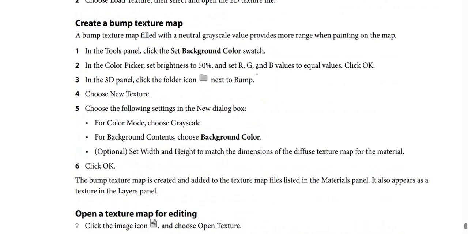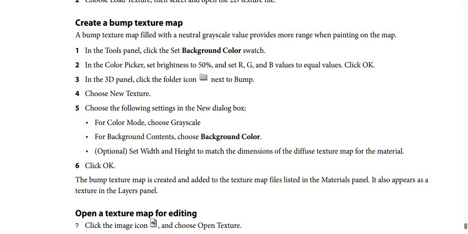And how to create a bump texture map? By the way, a bump texture map filled with a natural grayscale value provides more range when painting on the map. We have steps. Number 1, in the tools panel, you should click the set background color swatch. And step number 2, in the color picker, set brightness to 50% and set R, G, and B values to equal values, and then click OK.